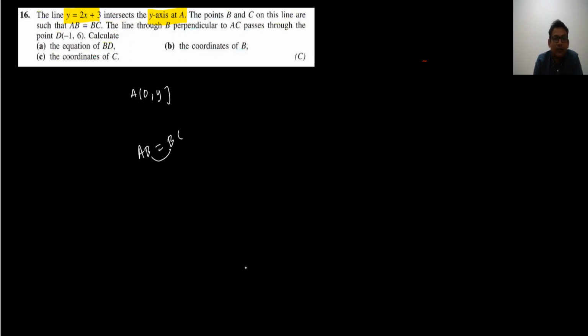The line through B perpendicular to the line. I think this question seems similar to what we have done. Once again, we have done this question. If you still have some problem with question number 16, just write in the comments. I will write the solution, make a picture, and upload the picture of question number 16.